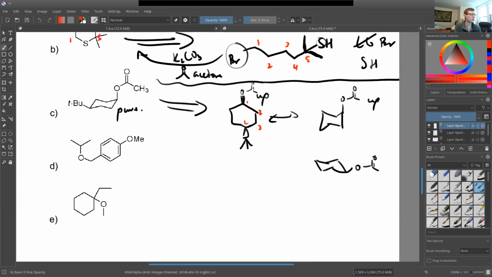So 1, 2, 3, and 4, right? So this is 1, 2, 3, and then 4. And over here, 1, 2, 3, and 4, just to make sure we know exactly where the other one lands up, right? And here, this tert-butyl is also going up. So on here, I pick the position that's pointing up. On this one, I pick the position that's pointing up.